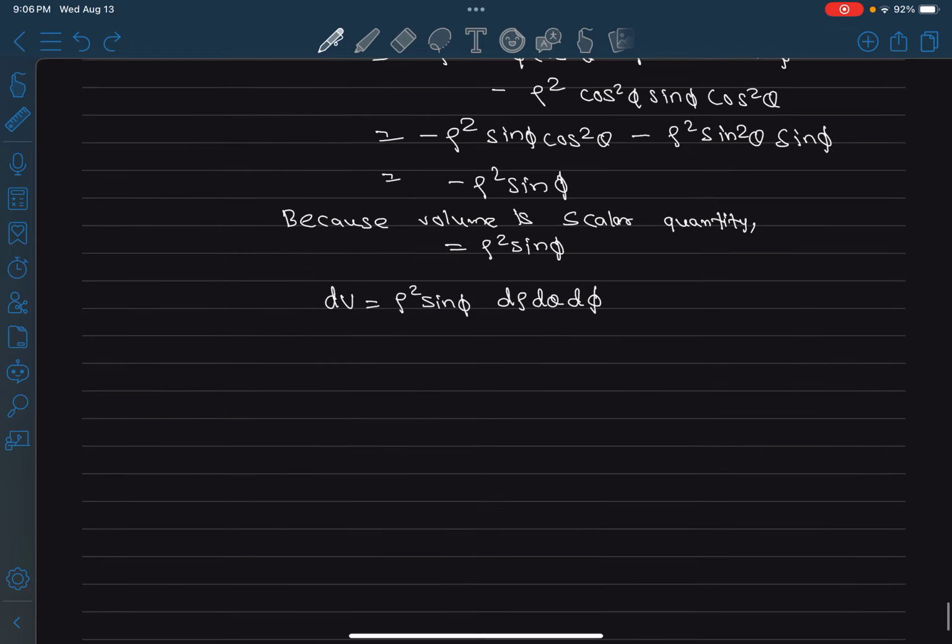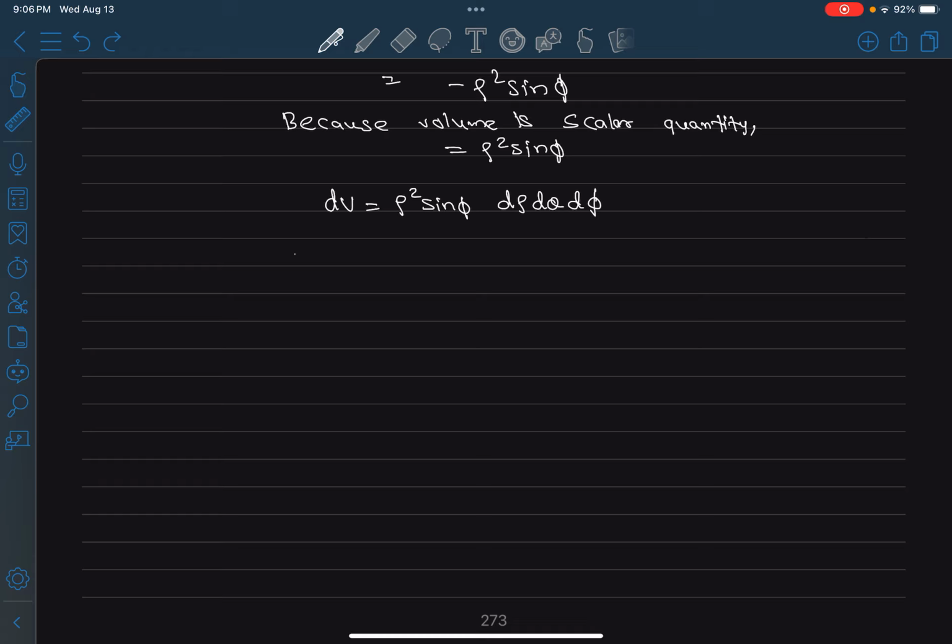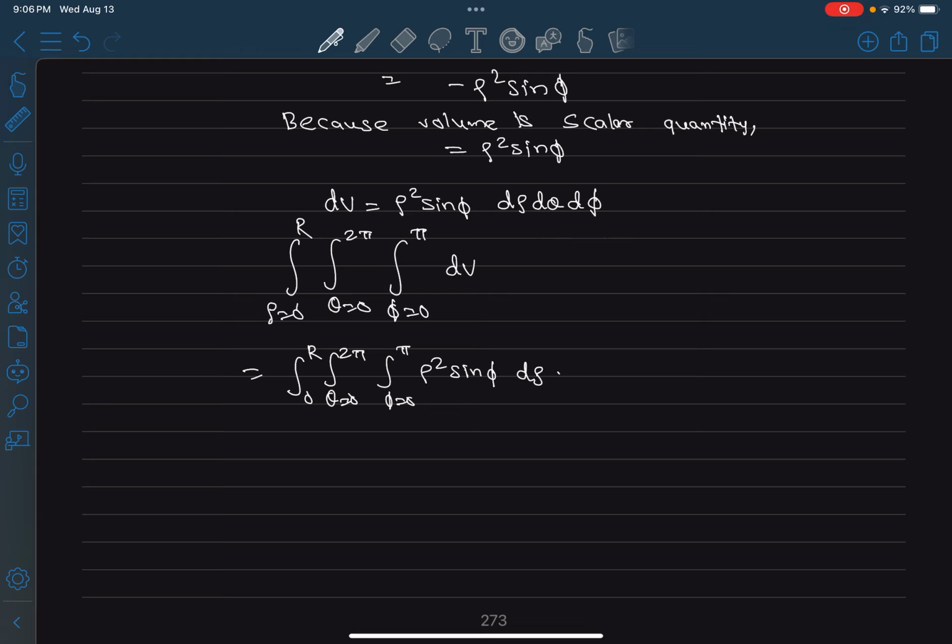Now that we have dV, we can actually do the integral. The integral is rho going from 0 to r, theta going from 0 to 2 pi, and phi going from 0 to pi of dV, and we know that this dV will be equal to rho square sine phi d rho d theta d phi, and this now becomes r cubed by 3.